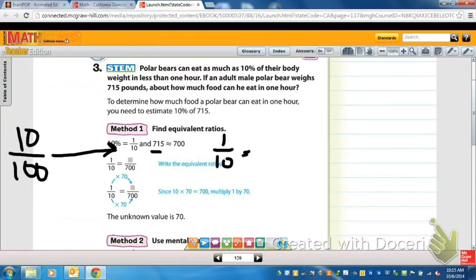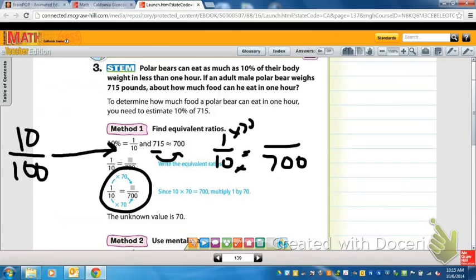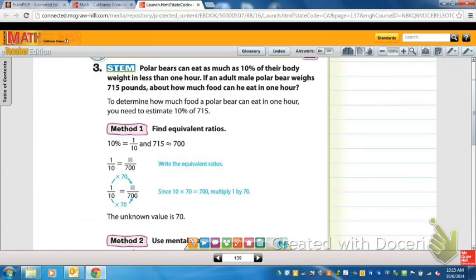And 715 rounds to 700. Then we need to figure out what times 10 equals 700, which is 70. Then you multiply the numerator by 70, and you get 70. So the answer is about 70 pounds of food in 1 hour.